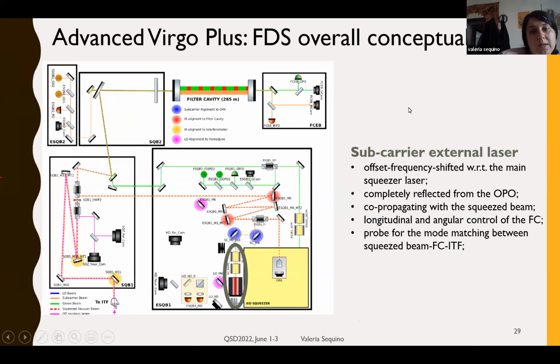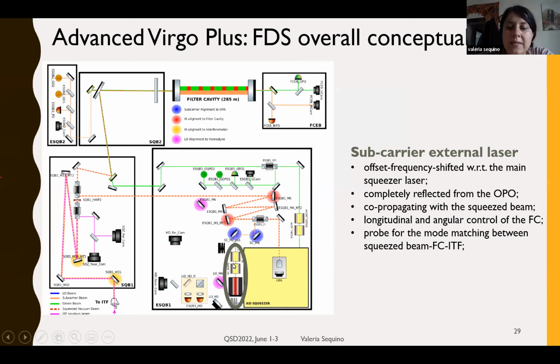This is a conceptual design of the frequency-dependent squeezing system in Advanced Virgo Plus. In particular, we have an external bench that is in air. We have two suspended benches and some auxiliary benches. Of course, we have our filter cavity. In this bench, that is the inner bench, we have this subcarrier external laser.